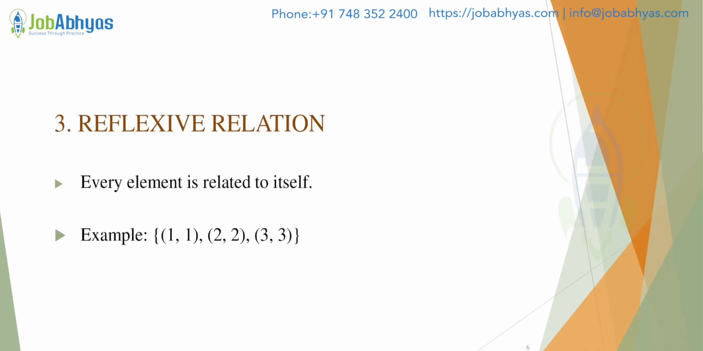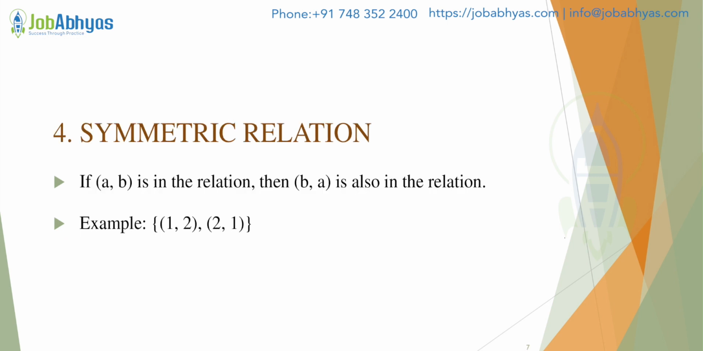Next relation is a reflexive relation. Every element is related to itself. For example, the set {(1, 1), (2, 2), (3, 3)}. Another type of relation is symmetric relation. If (a, b) is in a relation, then (b, a) is also in the relation. For example, the set {(1, 2), (2, 1)}.